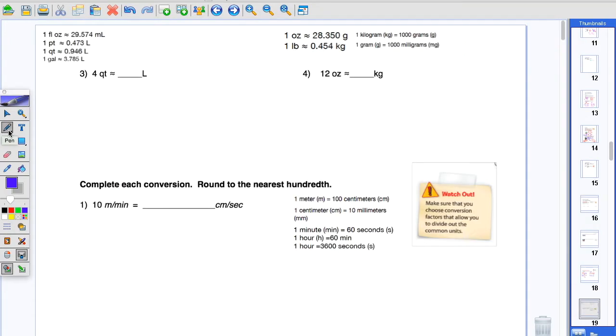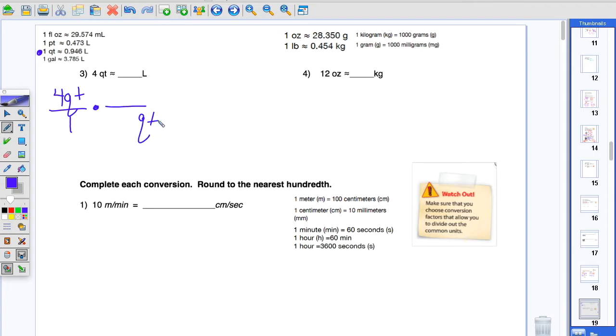Number 3, 4 quarts is approximately equal to how many liters? Using our information at the top, we want to look between quarts and liters. So that's our conversion factor right here. 1 quart is approximately equal to 0.946 liters. So start with your original, put it over 1, and multiply it by your conversion factor.